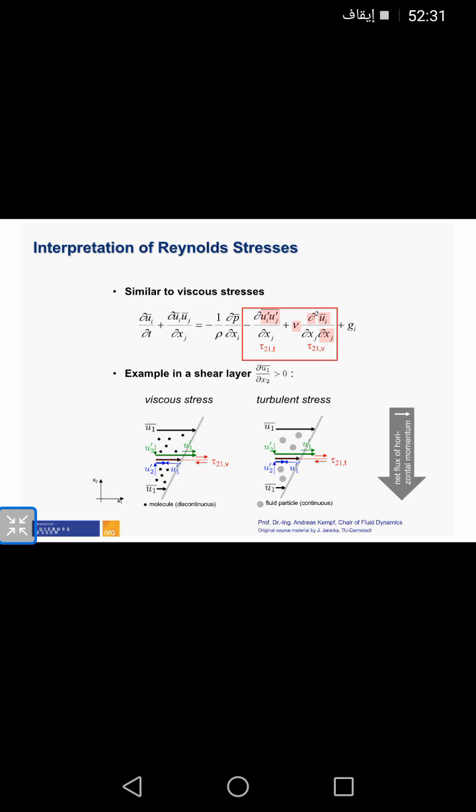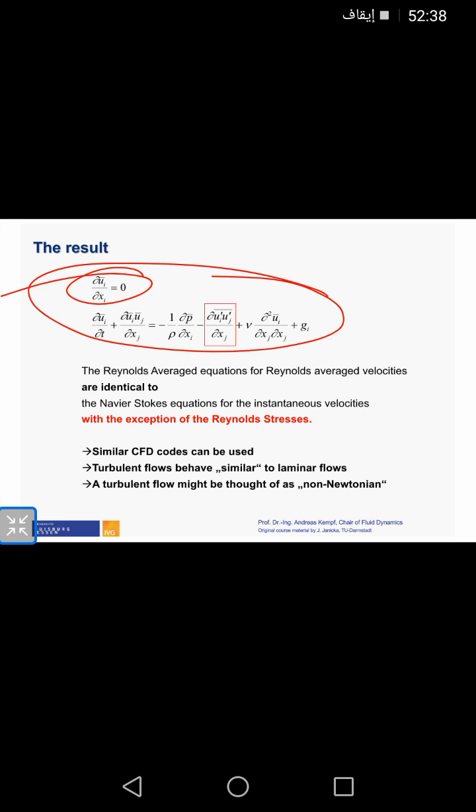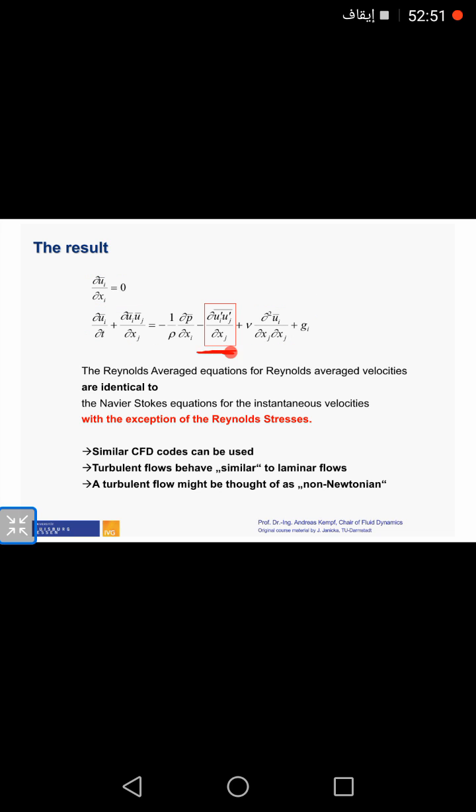Right, next slide. So our result were these equations: the mean conservation of mass and the mean conservation of momentum. These equations are identical to the original Navier-Stokes equation, with the only noteworthy exception of the Reynolds stresses. So we can reuse our CFD codes, which is nice. The flows behave similar to a laminar flow, but we have this additional term, which has considerable effects.